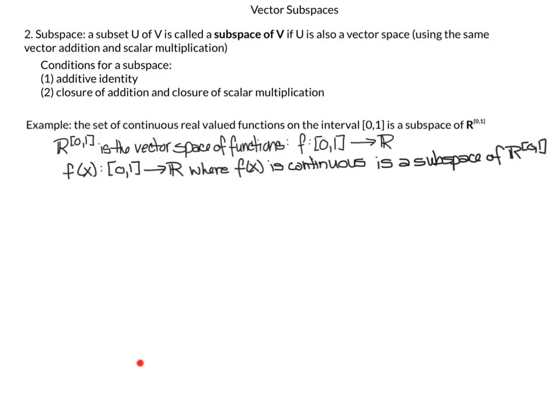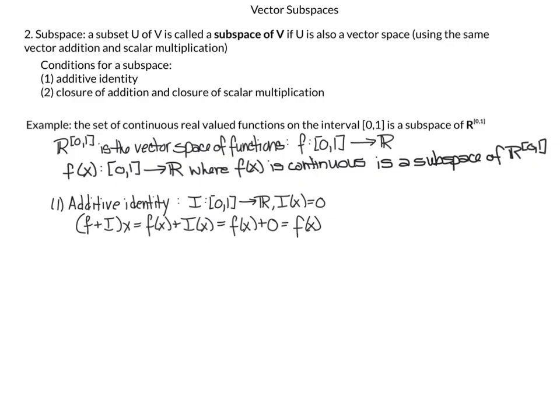So I've cleared out some space again by taking away my vector space definition, but leaving my conditions for a subspace. We have R^[0,1], the vector space of functions that map from the interval to R, and we're showing that the set of continuous real-valued functions on the interval is a subspace. This is a set of functions f(x) that map from the interval to the real number line, where f(x) is continuous, and we want to show that this set is a subspace of R^[0,1]. The first thing we need is the additive identity.